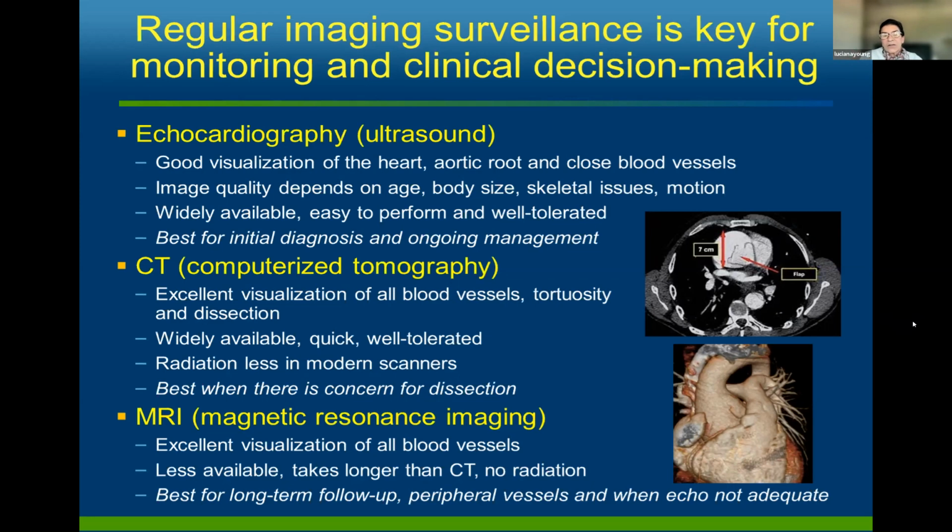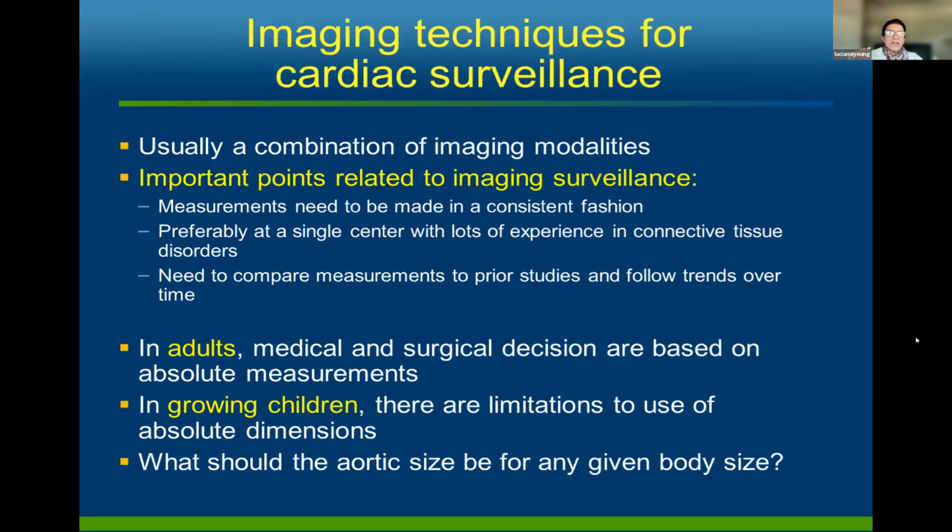This is best used for long-term follow-up in older individuals, and also gives us information, for example, in systemic arterial disease of the peripheral vessels in the brain and in the rest of the body where echo may not be adequate. Next slide. So usually in reality, what we use is a combination of imaging modalities.